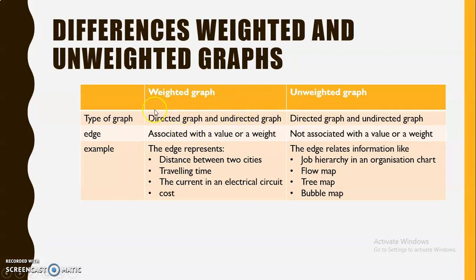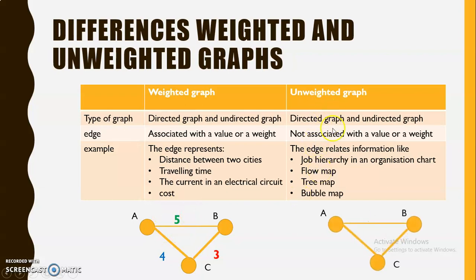So you learn already the directed graph which has directions, and undirected graph has no directions. So unweighted graph is the same, directed graph and undirected graph. So the edge is associated with a value or a weight. Now you can see here the weighted graph. So AB, the weight is 5. Okay. For the unweighted graph, it is not associated with a value or a weight.